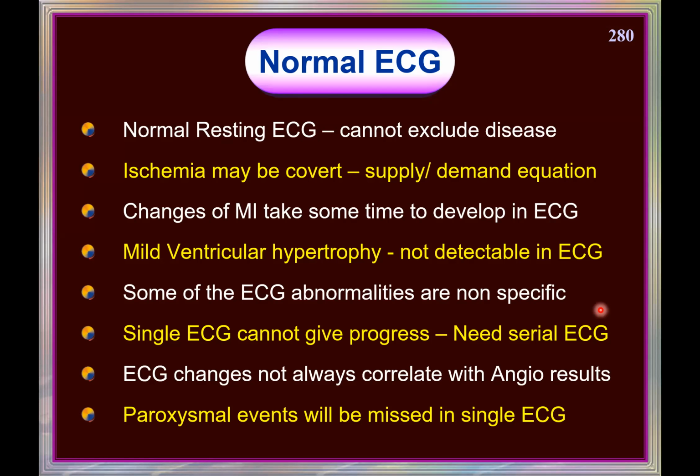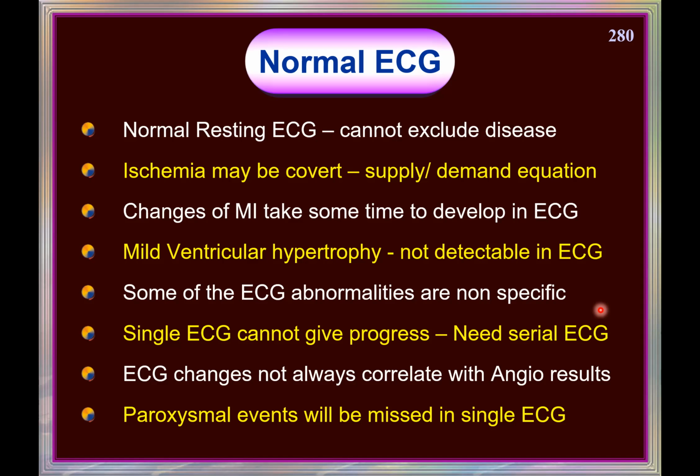Ischemia may be covered depending on the supply-demand equation. Suppose the person never moves his feet and never exercises, he may never experience angina, he may never throw any ECG changes. But once he walks, at least a few steps, the demand is shifted more in relation to supply, and the changes come out. That is where we do a treadmill test. That is why, to uncover the covert ischemia and make it overt, we do a treadmill test.